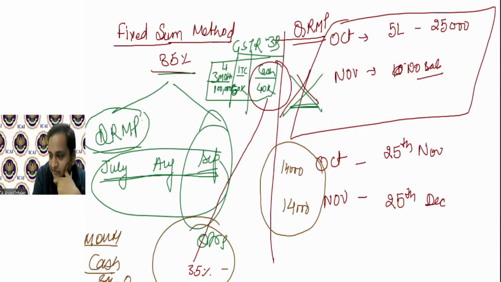Cash payment, right? In the QRMP, the 35% which we are depositing in cash, that will be considered the cash component deposited in the previous quarter 3B, or if the previous frequency was monthly, then monthly September 3B. Is it clear?